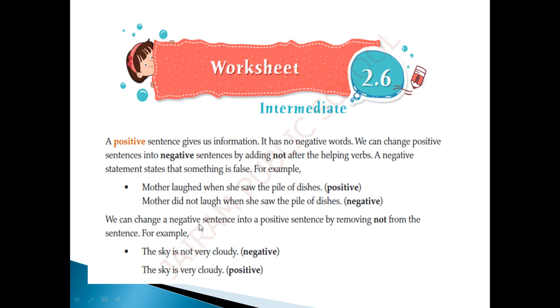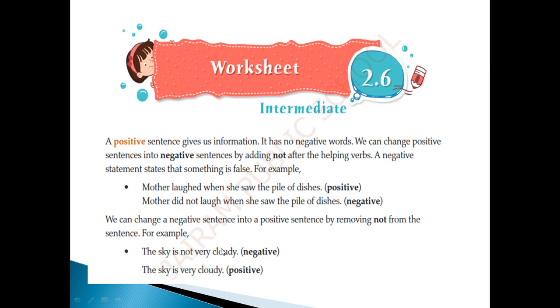We can change a negative sentence into positive sentence by removing not from the sentence. For example, the sky is not very cloudy. My dear children, you just have a look here. We have a helping verb in the sentence already. For this type, you just remove only the negative word to make right sense.